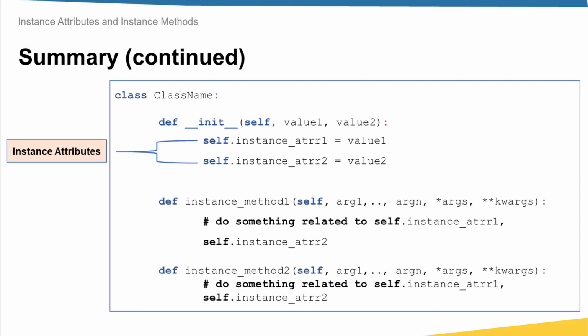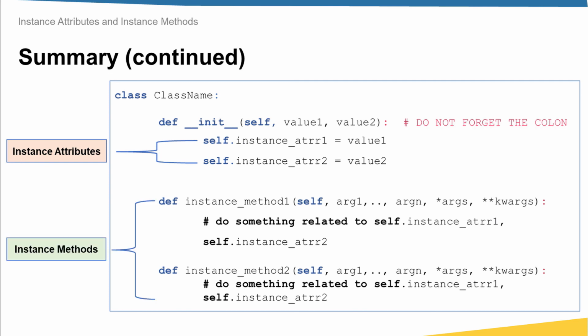Once we define these instance attributes, we can define instance methods. And as you see here, an instance method is just a normal function in Python. We use the def keyword to define it, and then we list all the arguments. Within these methods, we are handling and processing the instance attributes. And as usual, I say please don't forget the colon after the method's name and list of parameters, because if you don't add this colon, you will get a syntax error.